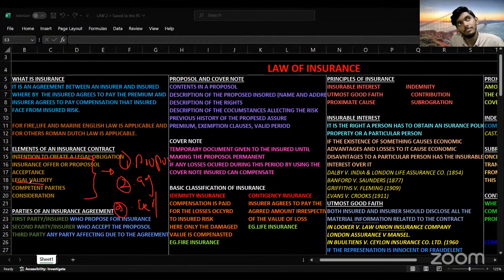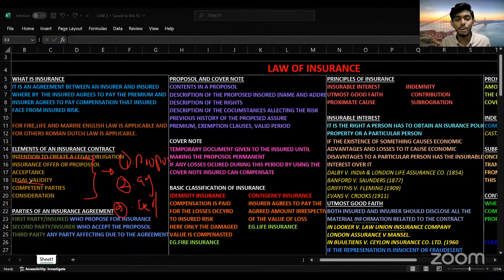Even the insurance company should agree to what? The insurance company should agree to pay the compensation. I mean, acceptance of the obligation by the other party, or you call it competent parties: the other party also should accept the obligation.